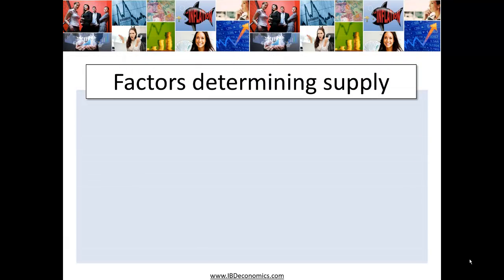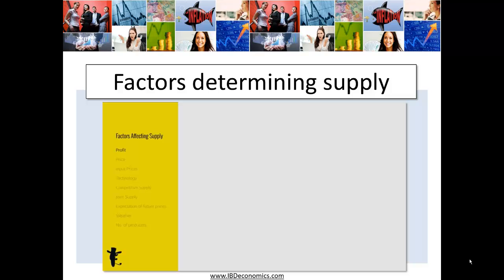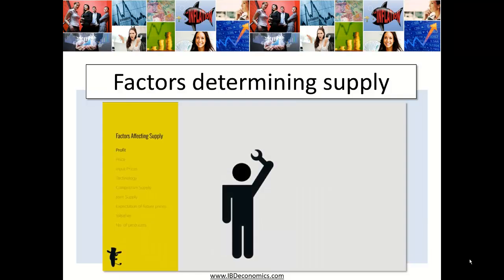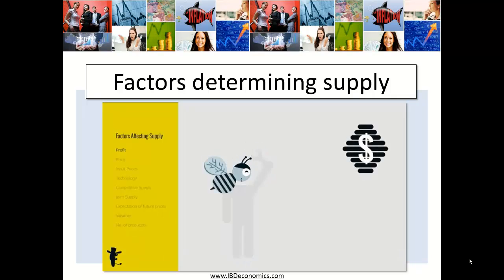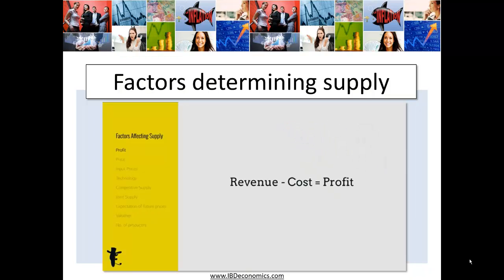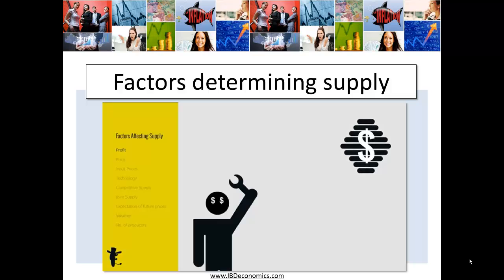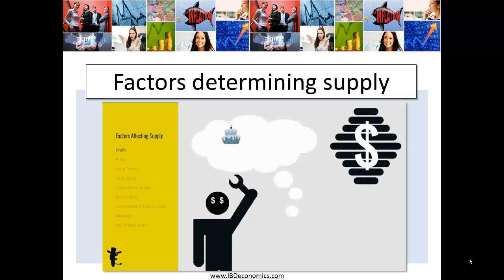The different factors determining supply, we have a list of them here. Let's imagine we're all producers and think like producers. We love profits like bees love honey. Revenue minus cost give us profit, so anything that increases profit will make us produce, produce, and produce. Money, money, money.